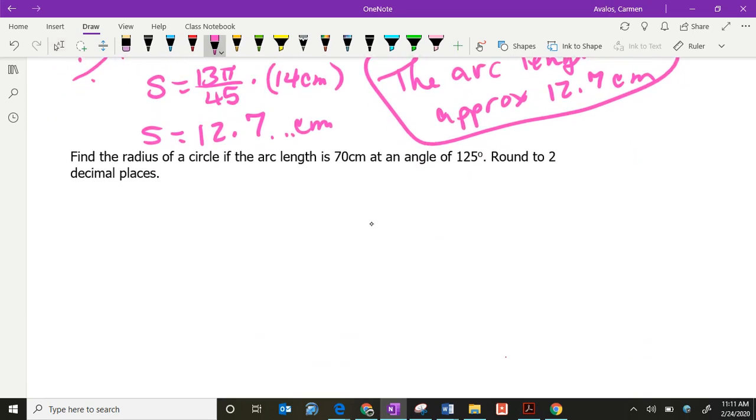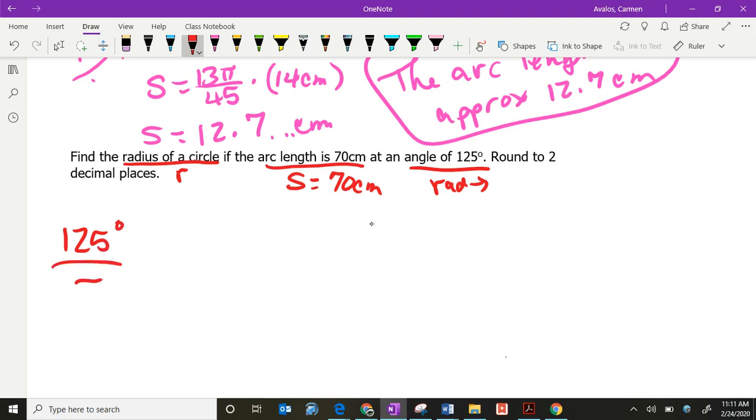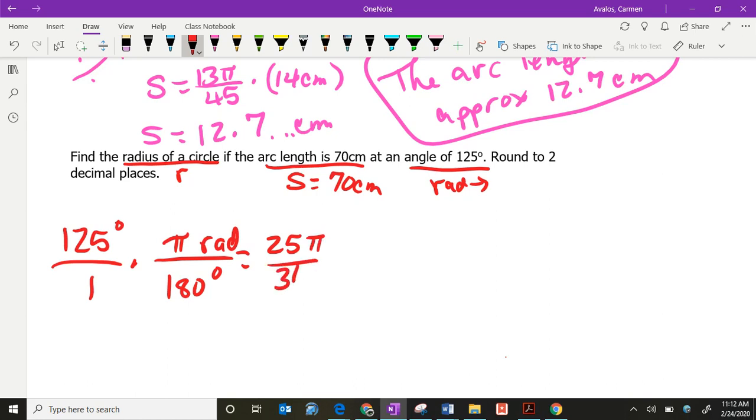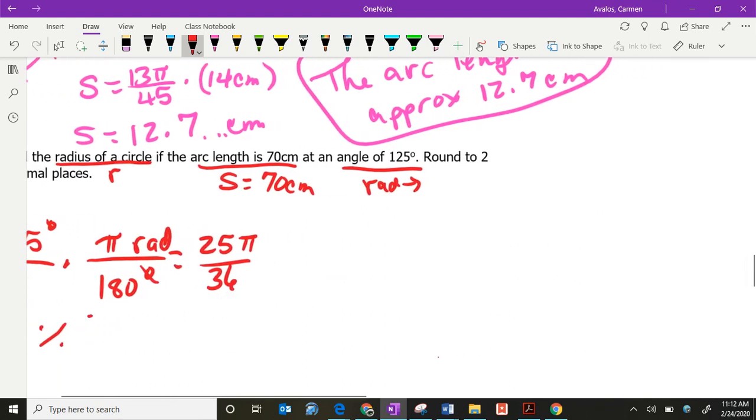And then on the next one, we have the radius of the circle, we want to find out what r is. They're giving us that the arc length, s, is going to be 70 centimeters, and then they're giving us an angle that is in degrees, and it has to be in radian mode, so I need to change it. So we are going to take the 125 degrees, put that over 1, times pi over 180, because we want to change it to radians. And it turns out that 25 pi over 36 is your angle, once you reduce it, because you're dividing this by 5. And that's how you get this angle.